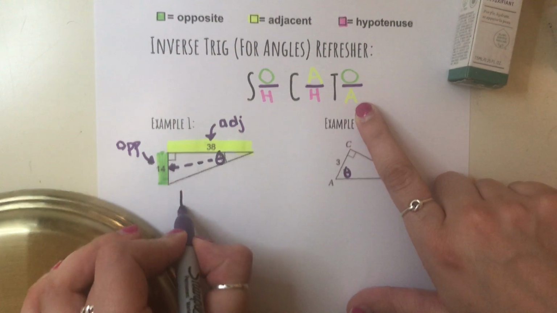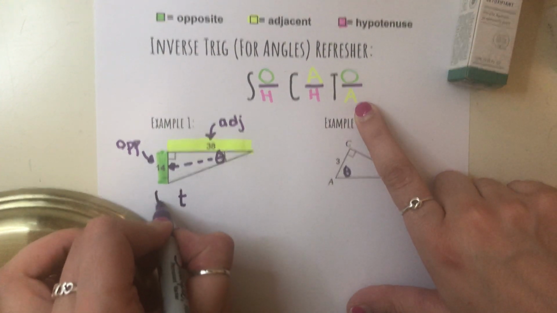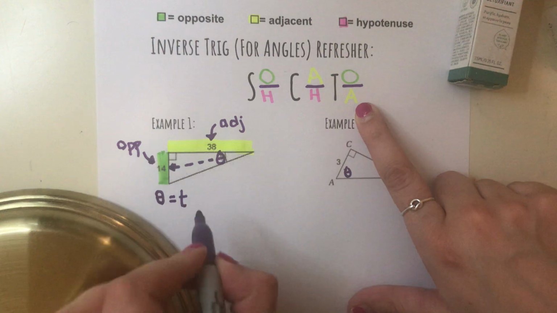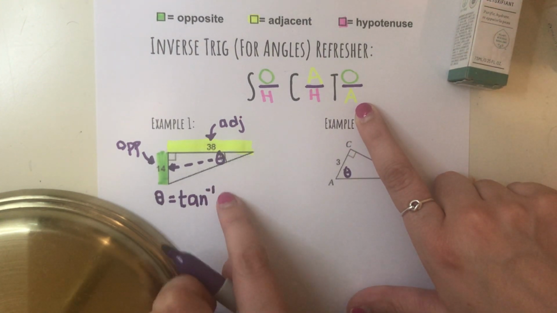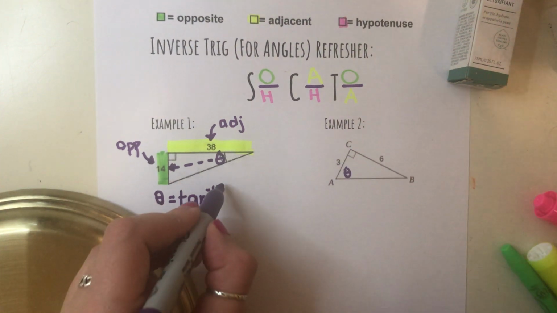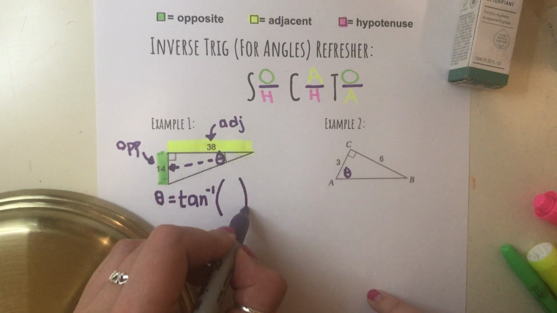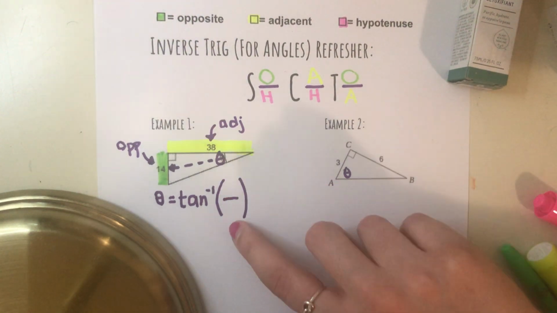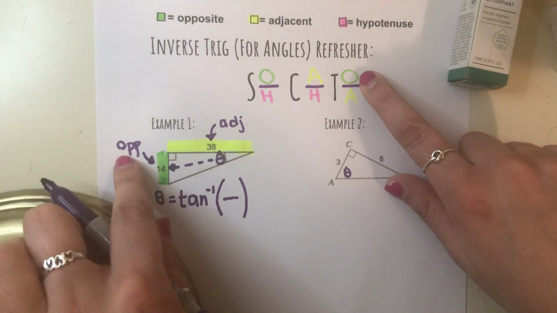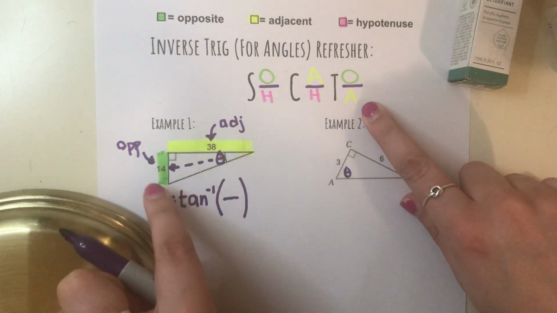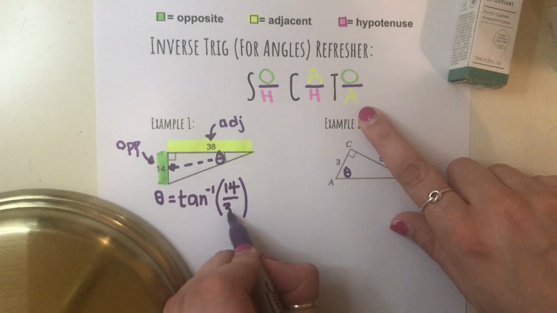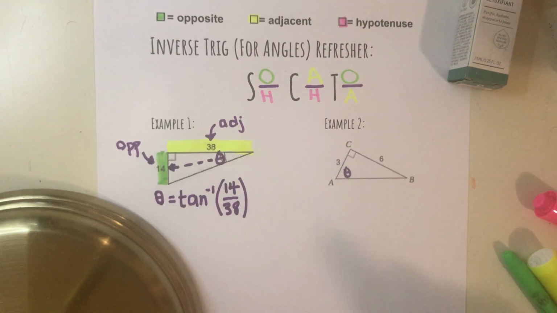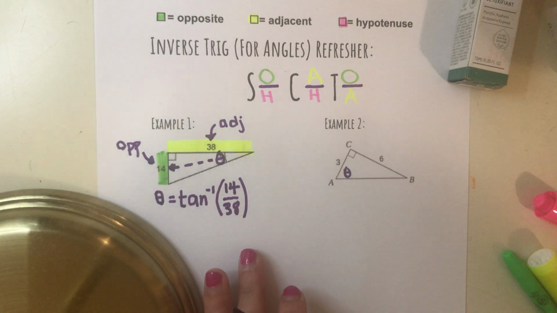So how I write that is theta equals inverse tan. So that looks like tan to the power of -1. And I'm going to put my fraction in here. So my fraction is opposite over adjacent. So 14 goes on top and 38 goes on the bottom. It's really important that we put the fraction in the right order, otherwise we'll get an entirely different number.